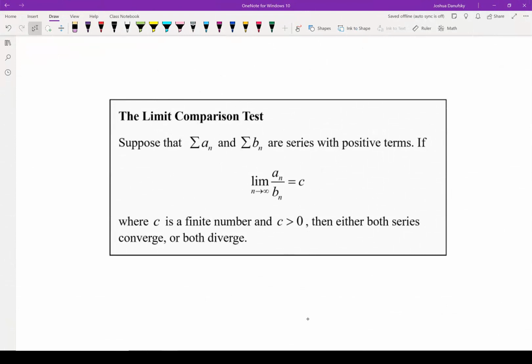For the limit comparison test, again, we need two series with positive terms. If we take the limit as n goes to infinity of the ratio of their nth terms, and find that this gives us a constant, a finite number that is greater than 0, then either both series converge or both diverge.